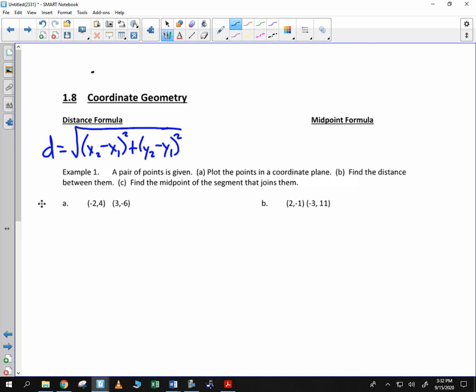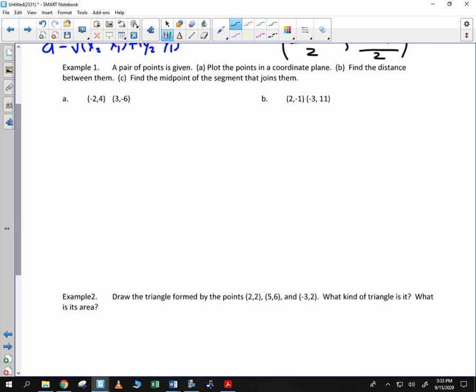The midpoint formula, you add the x values and divide by 2, and you add the y values and divide by 2. So that's the midpoint formula. So it says a pair of points is given, plot the points in a coordinate plane, and find the distance between them and the midpoint of the segment that joins them. So negative 2, 4, so back 2 and up 1, 2, 3, 4. And then 3, negative 6. 1, 2, 3, and 1, 2, 3, 4, 5, 6.